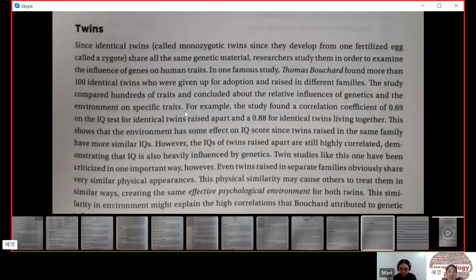This shows that the environment has some effect on IQ score, since twins raised in the same family have more similar IQs. However, the IQs of twins raised apart are still highly correlated, demonstrating that IQ is also heavily influenced by genetics.